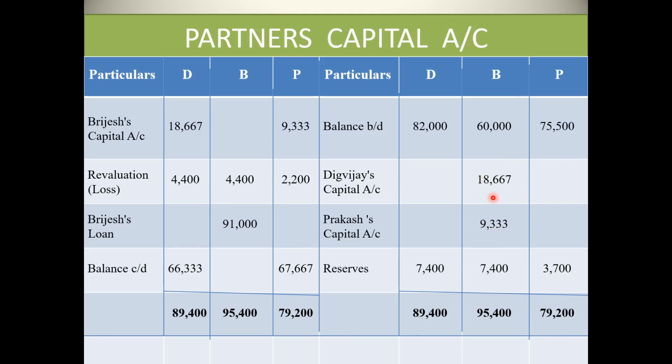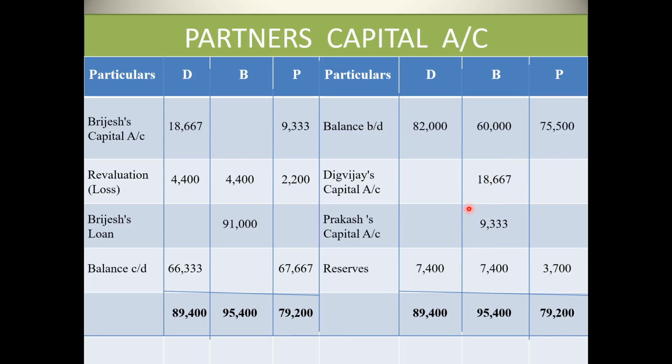Or if you cannot, then the other option is to do it separately: first Digvijay to Brajesh, again by Digvijay, Brajesh, again Prakash to Brajesh, again by Prakash. You can do it that way, but we want to save time, so we will use the contra entry, and on that basis this entry comes here. The goodwill treatment is over here.